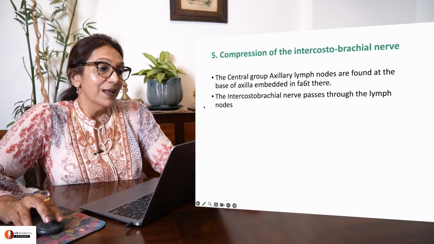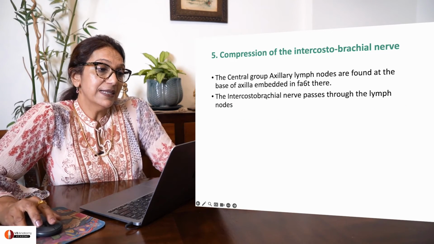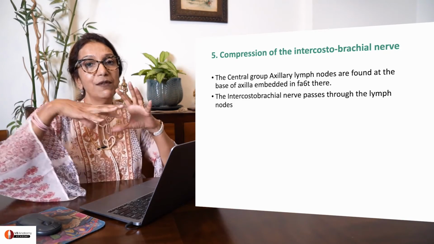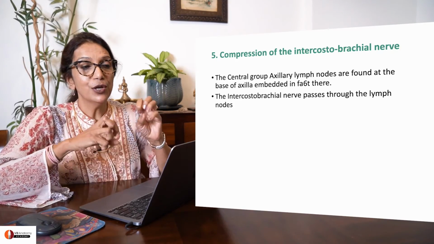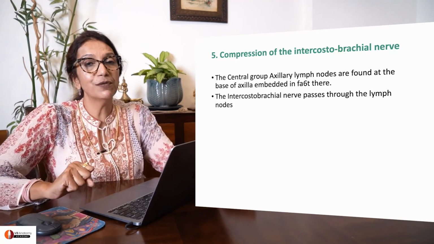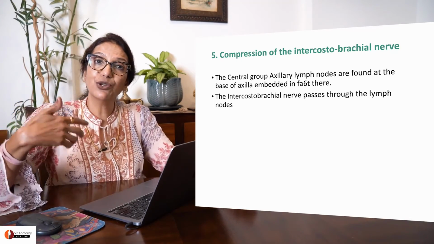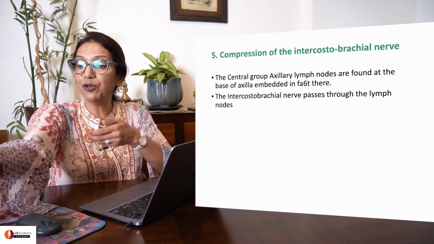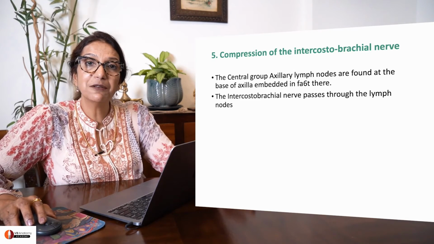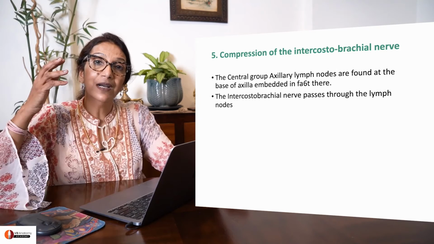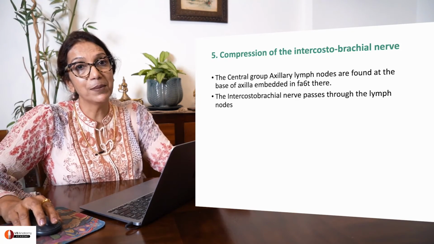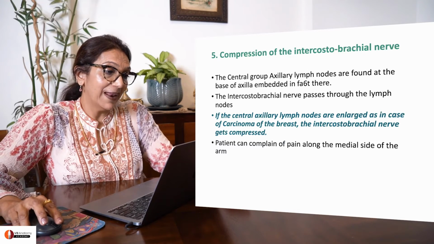Okay. Finally, when the central group gets thickened, the intercostobrachial nerve actually passes very close to them. So thickening of the central group of lymph nodes can cause a compression of this nerve, and the patient can actually come to you with a primary complaint of pain along the medial side of the arm, little knowing that this pain is actually because of early cancerous changes in the mammary gland. Right.